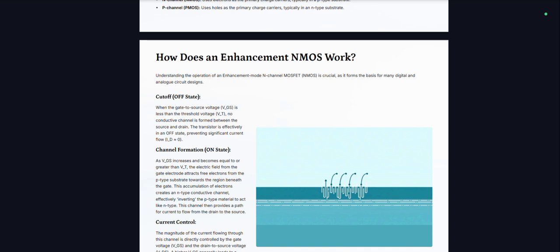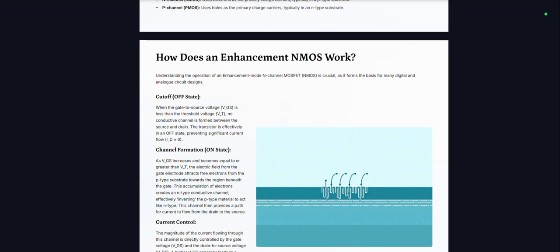Then how does an enhancement NMOS actually work? This is the heart of the topic. When no voltage is applied to the gate, no channel exists, so current cannot flow. This is called the cut-off state.